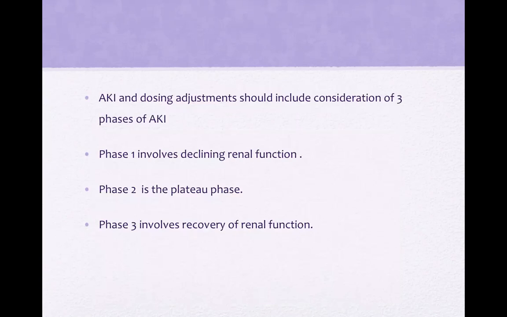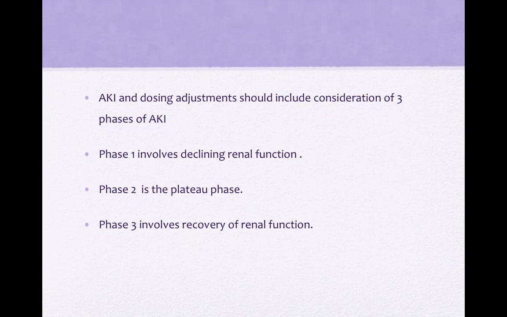Now, when you think of AKI and adjusting the drugs, remember to categorize your patients into three different phases of AKI. Phase one involves the declining renal function, and in this phase you have to lower the doses of the drugs according to the magnitude of the failure. Urine output may probably help you in titrating the renal function in these patients. Phase two is the plateau phase, where there are minimal changes in the renal function, but dosing adjustment should be considered based on the renal clearance and the type of RRT and the presence of residual renal function in such patients.